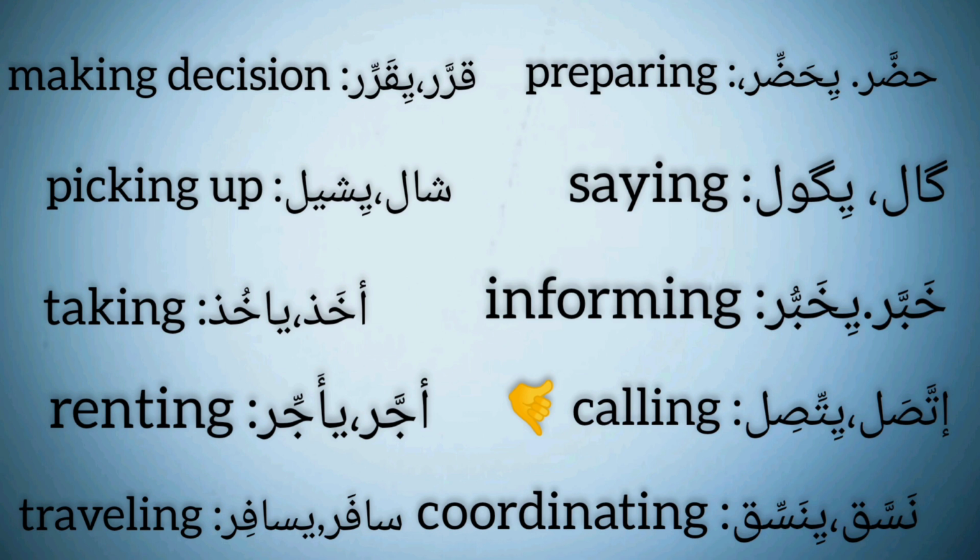And these are some roots of verbs in order to conjugate. In previous lessons we have been taught how we can conjugate these roots. The first root is حضر يحضر, and it basically means preparing. قال يقول, saying. The first one is the root of past tense and the second one is the root of present tense.